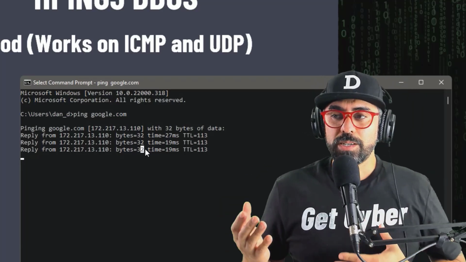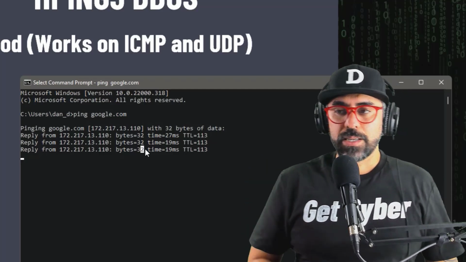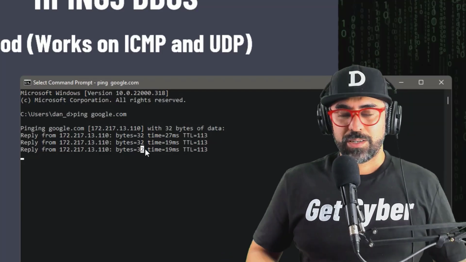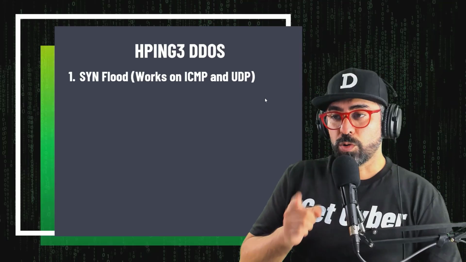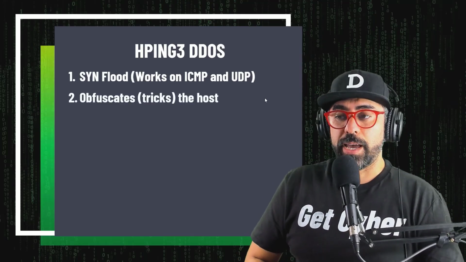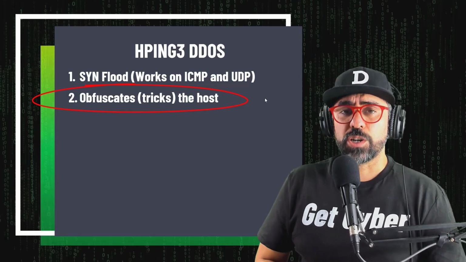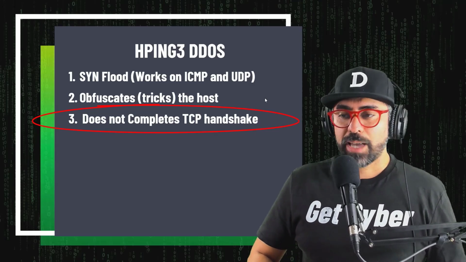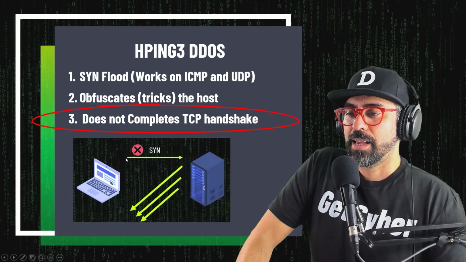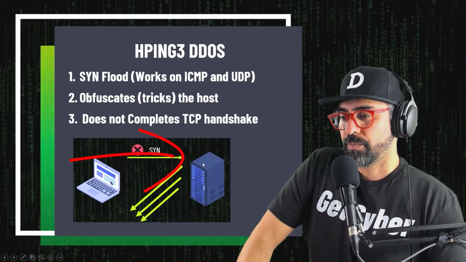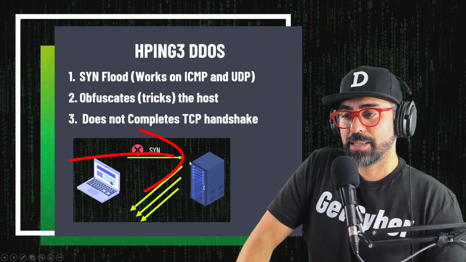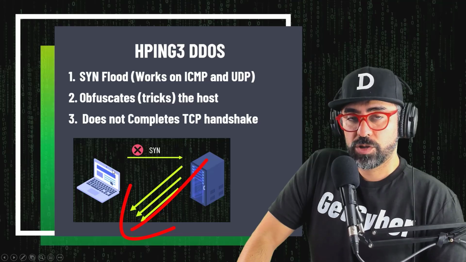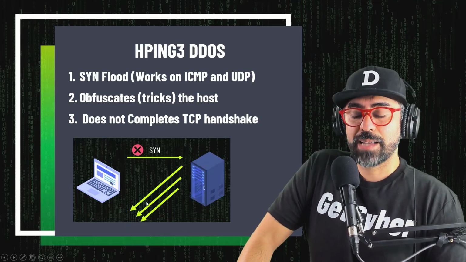And so this is what it does. hping3 sends pings as a SYN flood. Thousands, millions of SYN pings. Now, the cool thing about hping3 is that it obfuscates, or it spoofs, it tricks the host by sending a different IP address. Obviously, it does not complete the TCP handshake. And as you can see here, it sends the first packet to the host. So the host sends a SYN ACK to a different IP address, which is completely different from the original client, and it does that continuously.